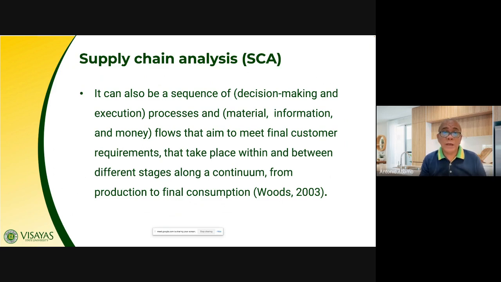Now, we are talking here about supply chain analysis. It can also be a sequence, decision making and execution of processes, and material, information, and money flows that aim to meet the final customer requirements, taking place within and between stages along the continuum from production to final consumption. So decision making and execution are the processes, and then the flows are the material, information, and money flows that take place within and between different stages along the continuum of production until it reaches final consumption. So it is a sequence, that's why it is a chain.